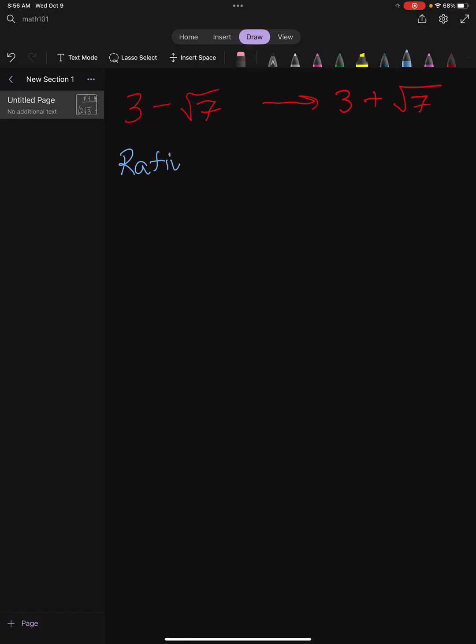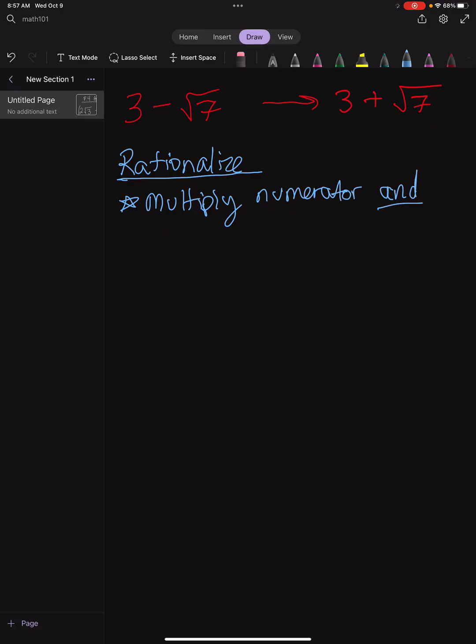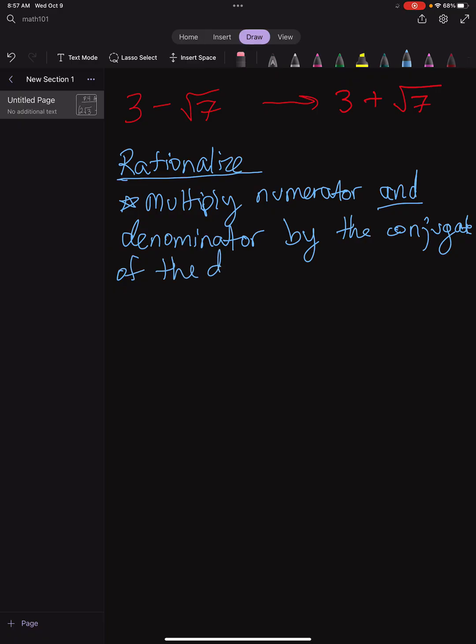So to rationalize, we're going to multiply numerator and denominator by the conjugate of the denominator. And remember, this doesn't apply if you just have the root. This only applies if you see an addition or subtraction in the denominator. So we'll do a few examples of this.